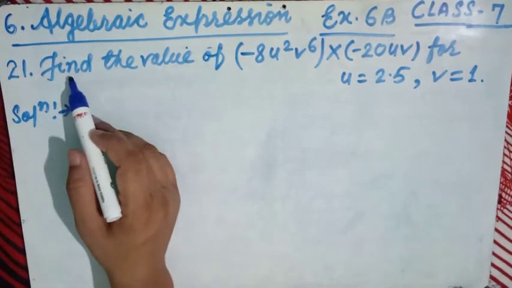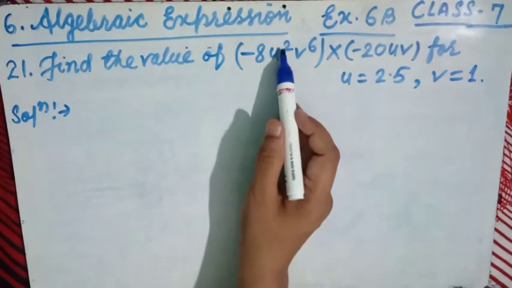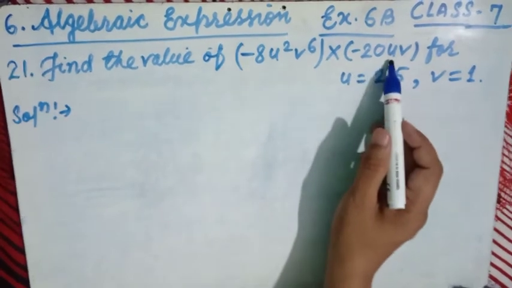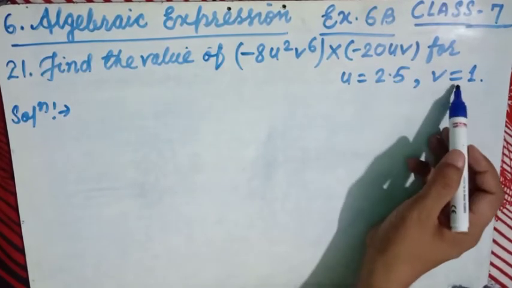So find the value of minus 8 u raised to the power 2 into v raised to the power 6, multiplied by minus 20 u into v, for u equal to 2.5 and v equal to 1.